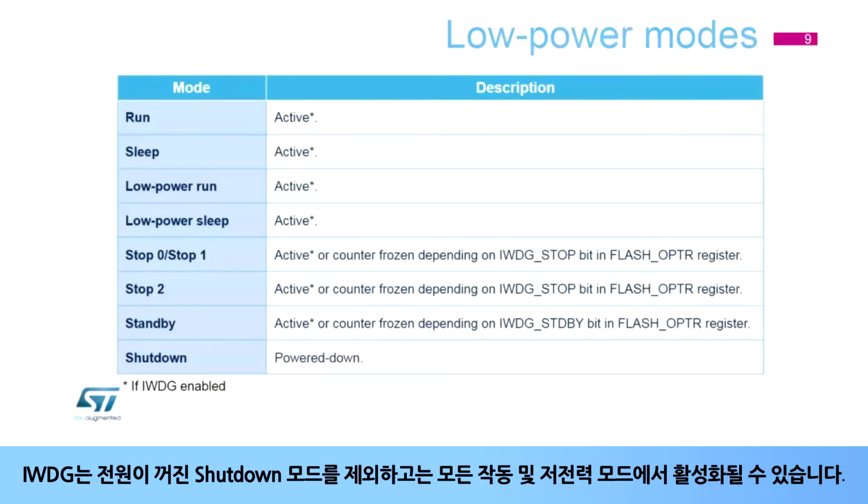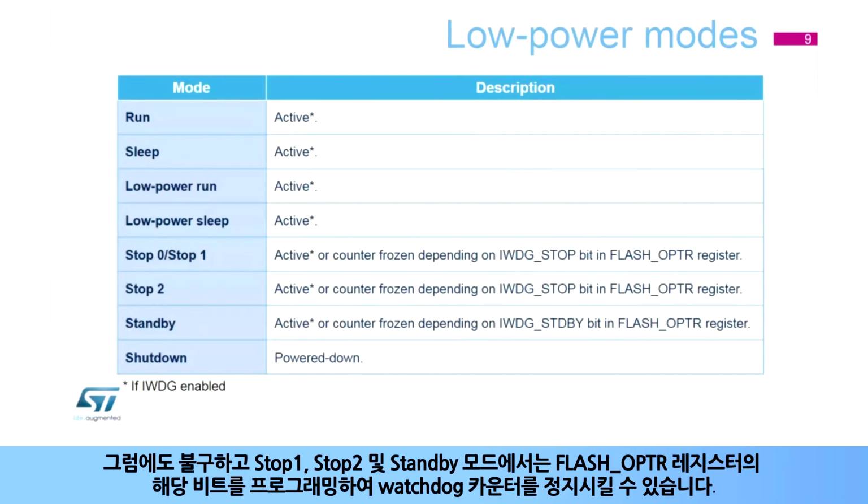The IWDG can be active in all running and low power modes, except in the shutdown mode where it is powered down. Nevertheless, in stop 0, stop 1, stop 2, and standby modes, the watchdog counter can be frozen by programming the corresponding bits in the flash OPTR register.